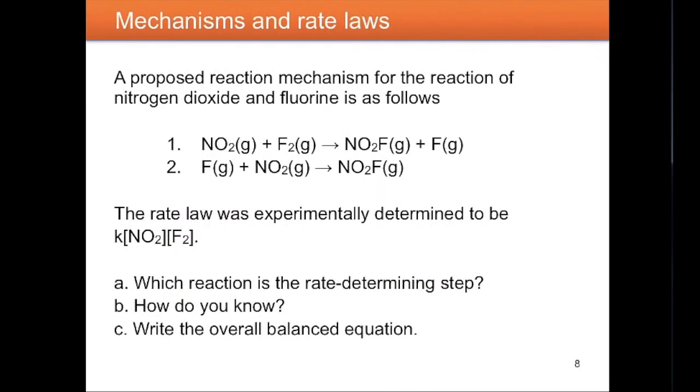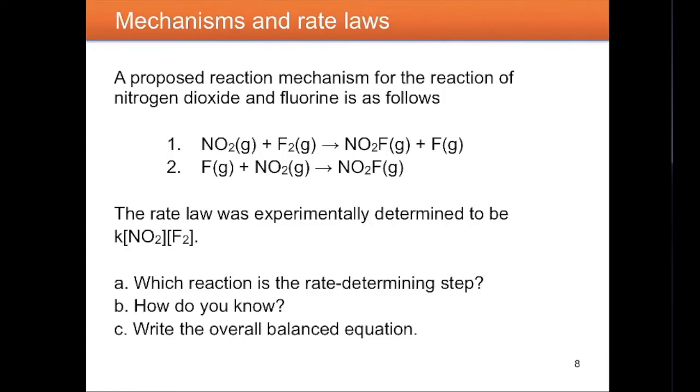All right, so let's go through an example. So a proposed reaction mechanism for the reaction of nitrogen dioxide and fluorine is as follows. So we're considering these as 2 elementary steps in a reaction mechanism. The rate law was experimentally determined to be k times the concentration of NO2 times the concentration of F2. So we're saying that this is first order with respect to nitrogen dioxide and first order with respect to fluorine.